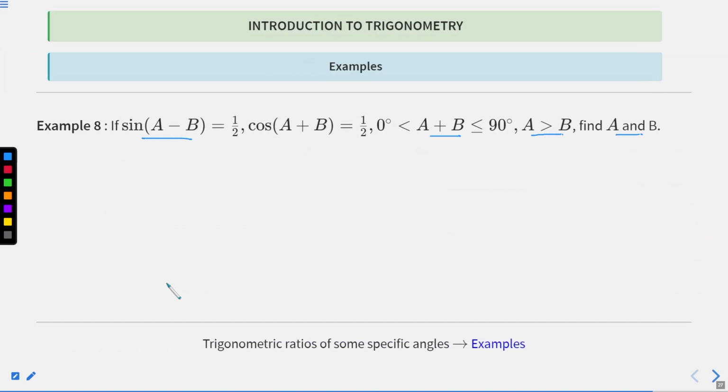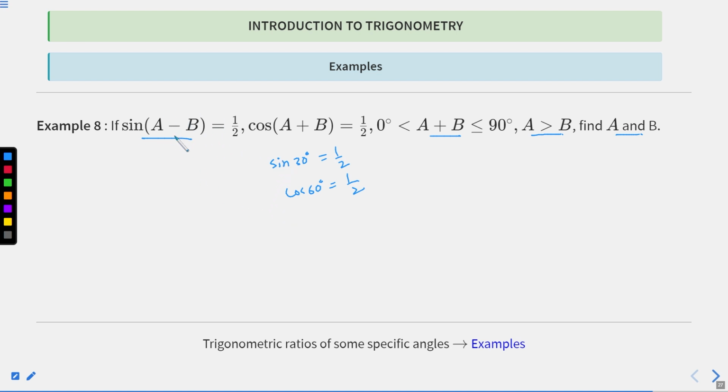So basically here in this example we use the value of sine 30 degree, that is 1 by 2, and cos 60 degree, this is equal to 1 by 2. And here we have given this condition 0 degree less than a plus b less than equal to 90 degree, and a is strictly greater than b, and we have to find a and b. So here we have given this equation, sine of a minus b is equal to 1 by 2. And here a plus b lies between 0 degree and 90 degree.